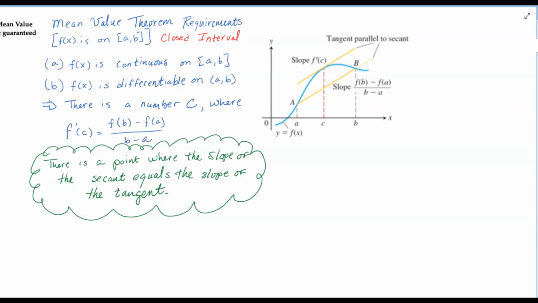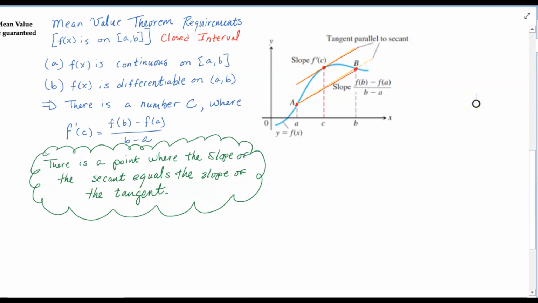All right, I'm going to give you the in a nutshell conceptual understanding. There's a point on the graph where the slope of the secant equals the slope of the tangent if the function is restricted. So we have two endpoints, and that's what I mean by restricted. There is a point c where the slope of the secant, this is the secant line right here, equals the slope of the tangent. So that's what the mean value theorem says in a nutshell.